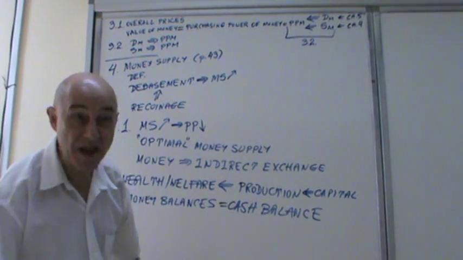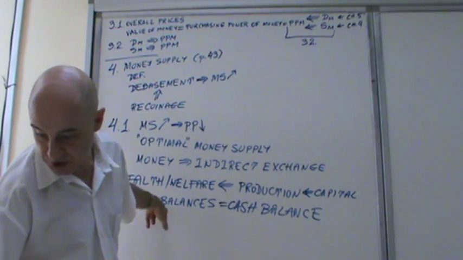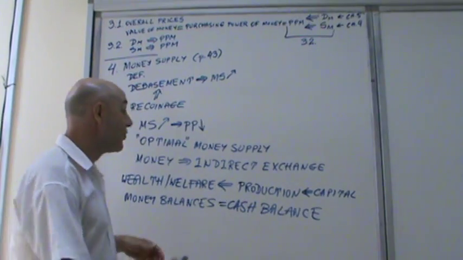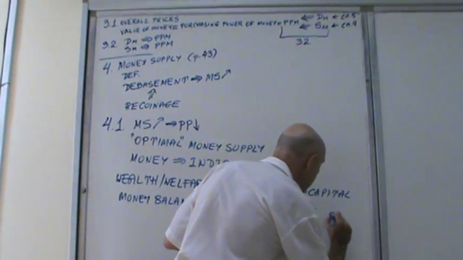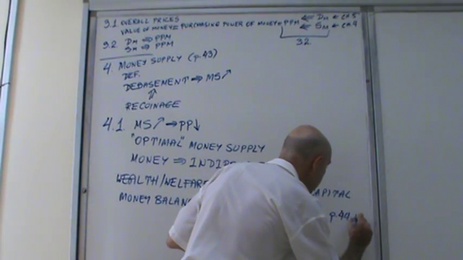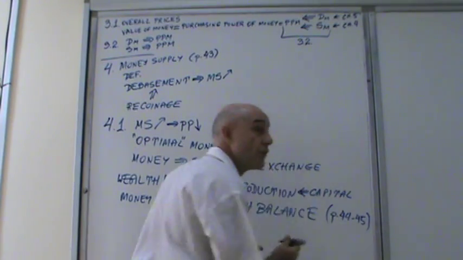Again, that concept that money is transferred from one person to another is on pages 44 and 45.